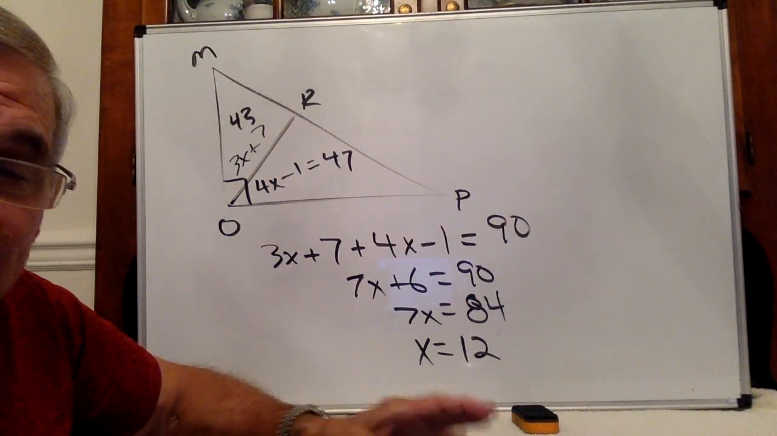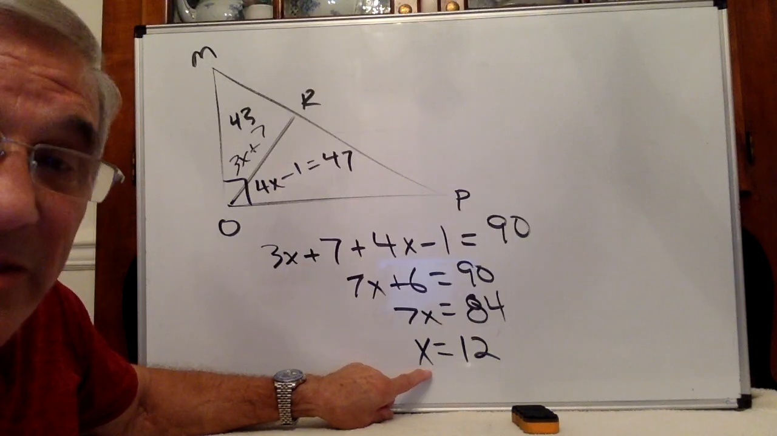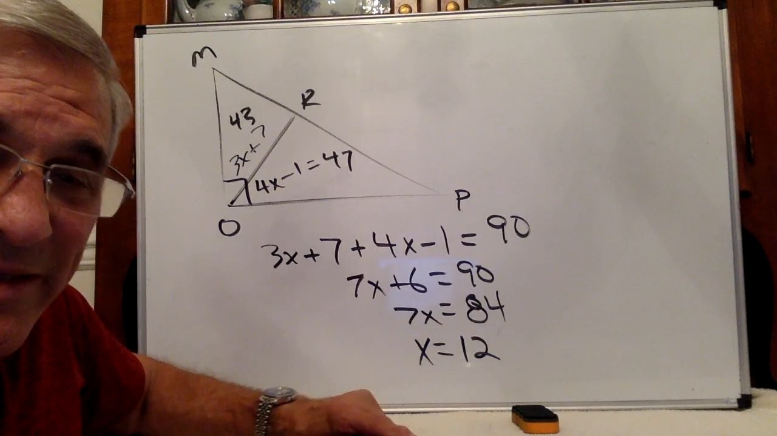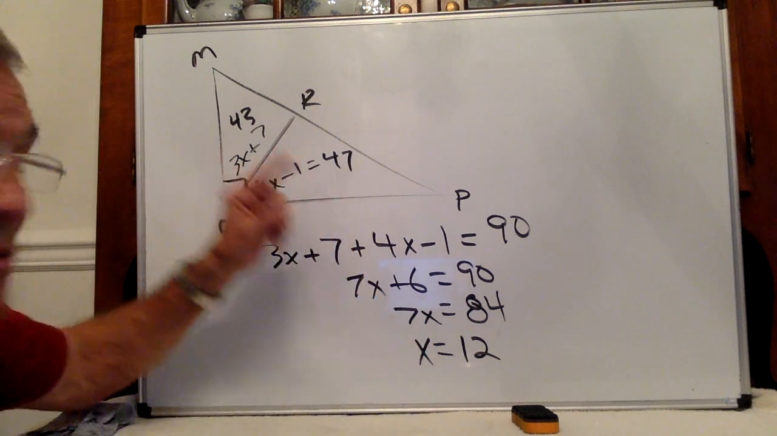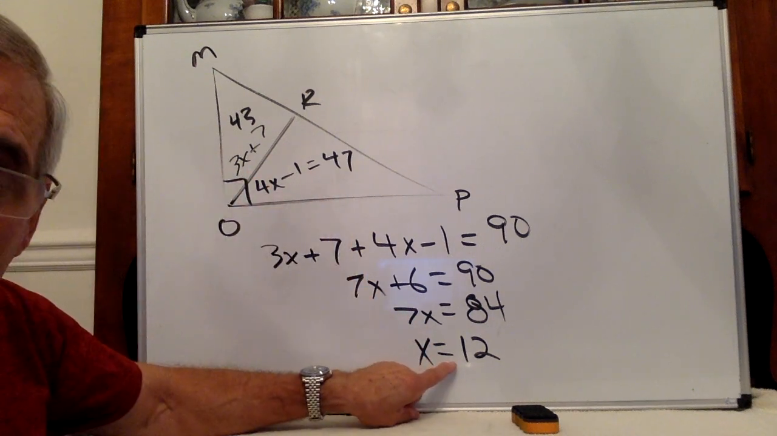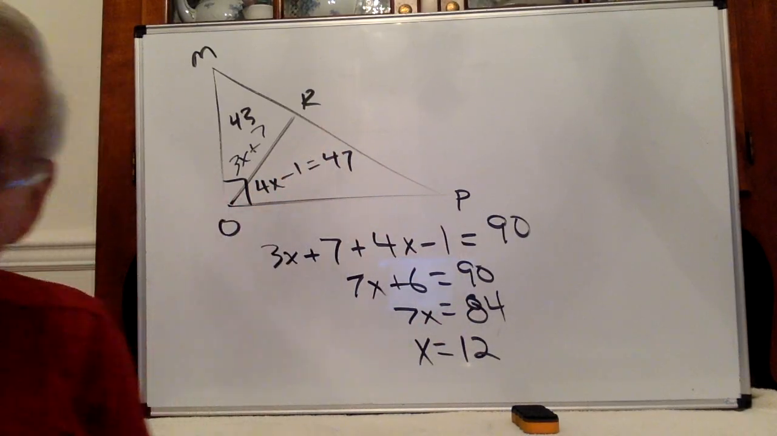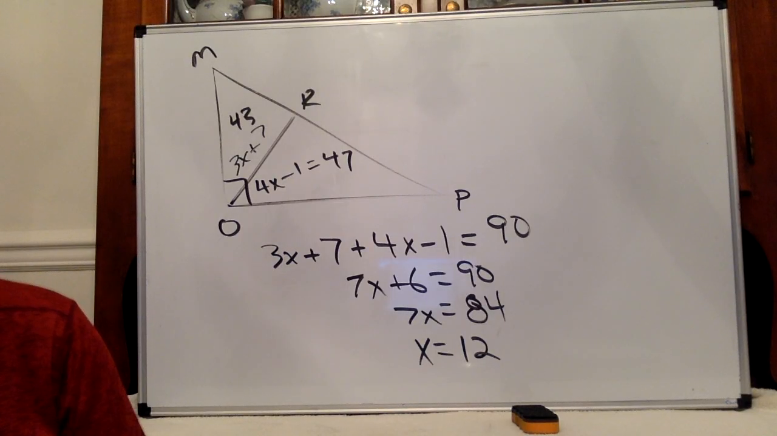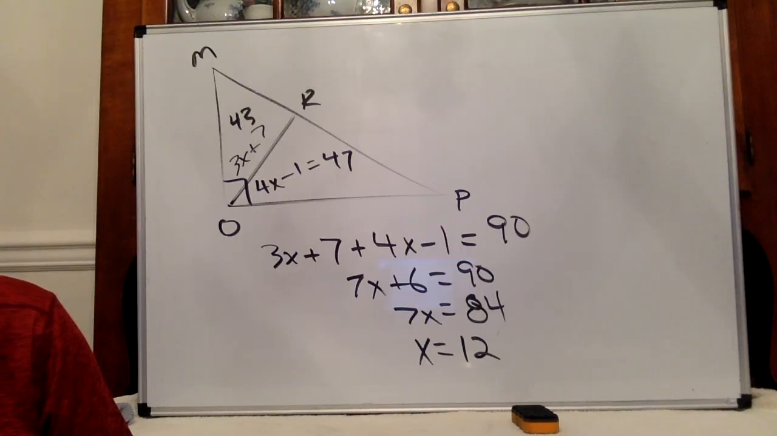Again, on a test, if you stop here, that is absolutely correct. X is 12, but remember, that is not the actual question they asked. They asked you which of the two angles is bigger. So you take that value you solved for, plug it back in, and the two angles end up being 47 and 43. Therefore, 47 is bigger than 43.